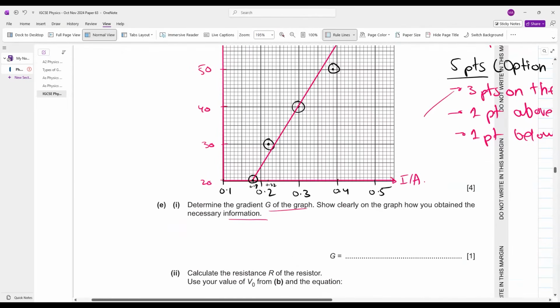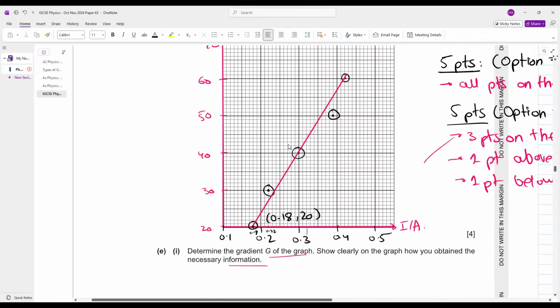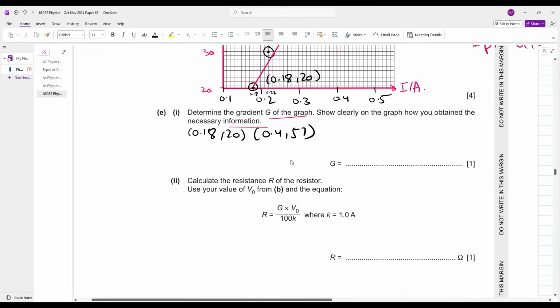First of all, let's take 2 points. पहला पॉइंट तो हम ये ले लेते हैं, लेट्स टेक दिस वाला पॉइंट। एक्स एक्सिस में दिस इज 0.18, वाई एक्सिस में दिस इज 20। What will be your second point? हाँ जी, ये ले लेते हैं। Let's make sure that the points are maximum far apart. एक्स एक्सिस में दिस इज 0.4, वाई एक्सिस में दिस इज 57। Okay, so let's mark the points. 0.18 slash 20, 0.4 slash 57.